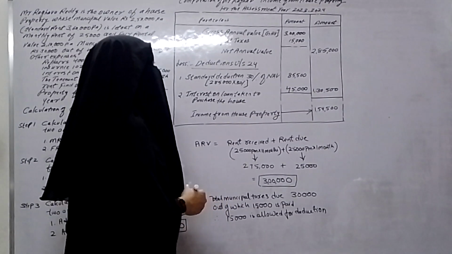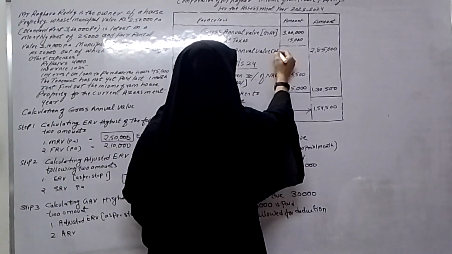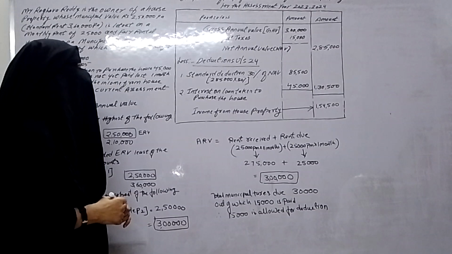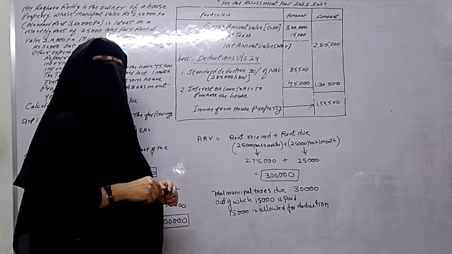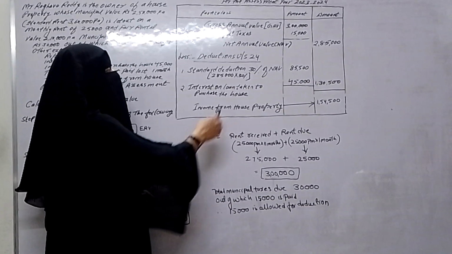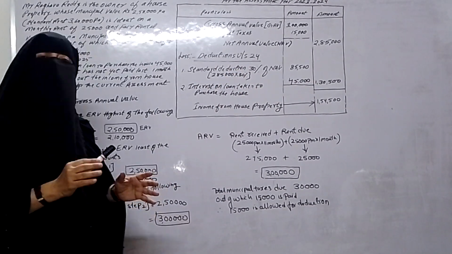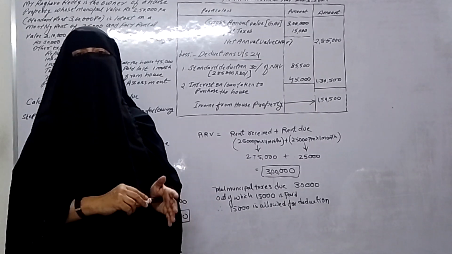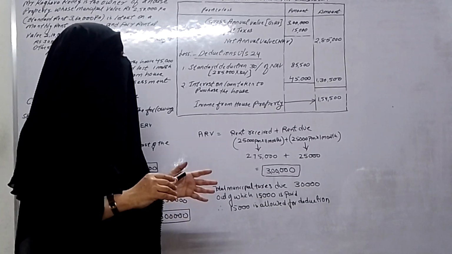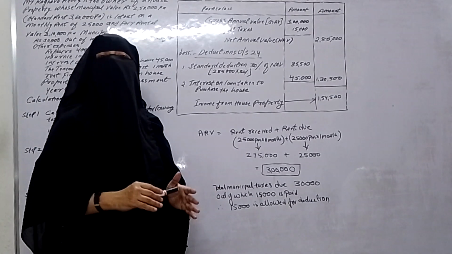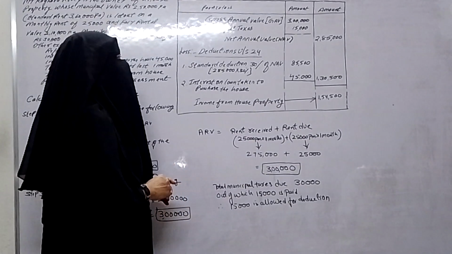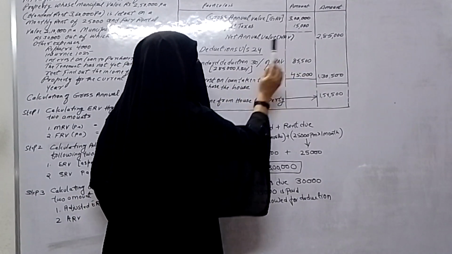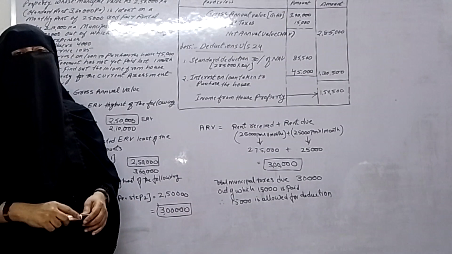From the GAV, if we subtract the municipal taxes, we get the net annual value, that is NAV. Here NAV is 2,85,000. So after getting net annual value, we get the deductions. Deductions under section 24. Under section 24, the first deduction is standard deduction. This standard deduction is fixed, that is 30% of NAV. This deduction is a compulsory deduction. It is a statutory deduction. So 30% of NAV, NAV 2,85,000 into 30%, 85,500. In the inner column we write the amount.